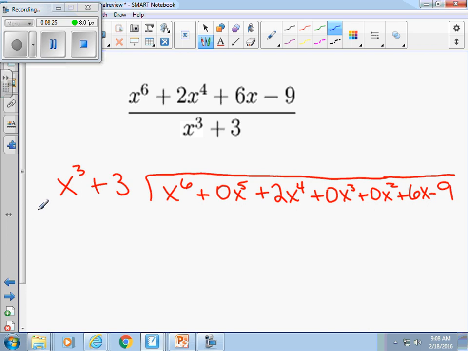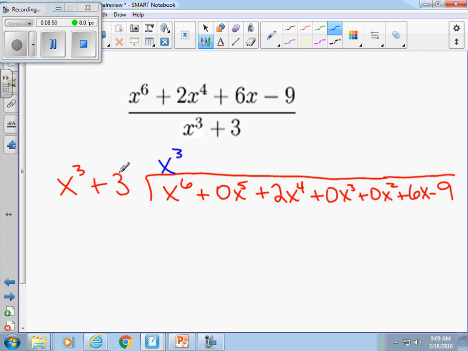This looks like it's going to be way harder, right? What's the first thing I'm going to do? What am I going to ask myself? X cubed times what gives me x to the 6? Well, x cubed times what? Times x cubed, because you add exponents, right?